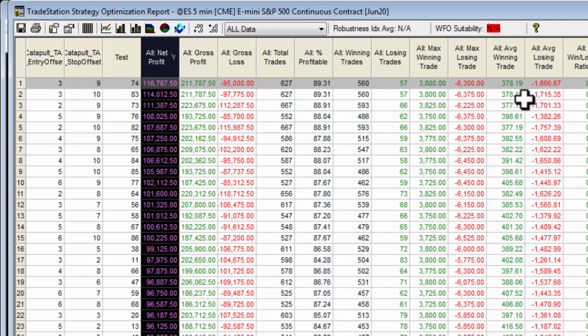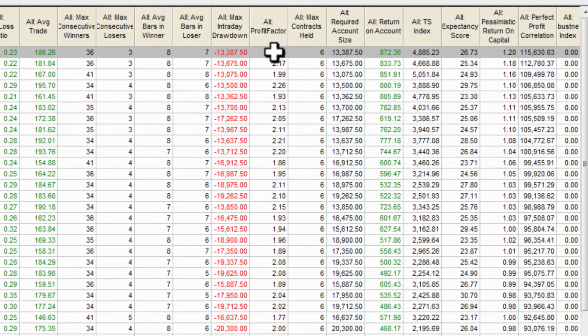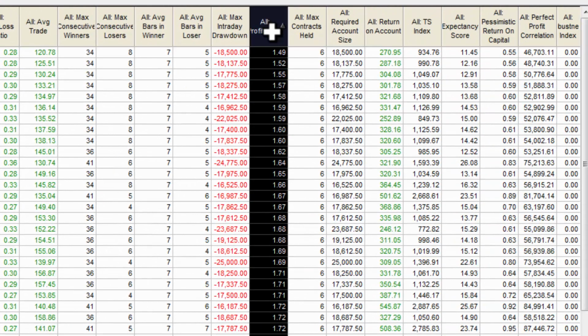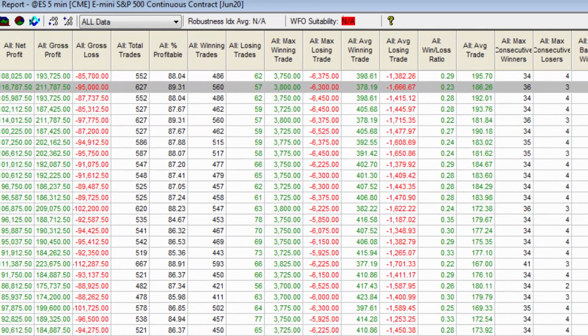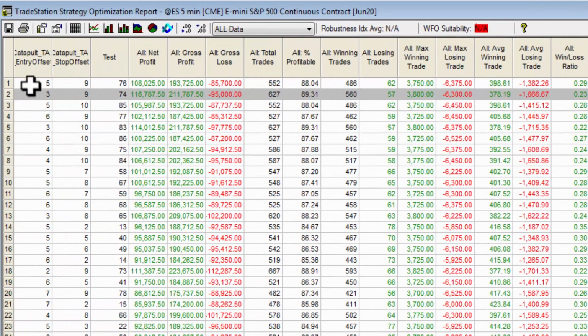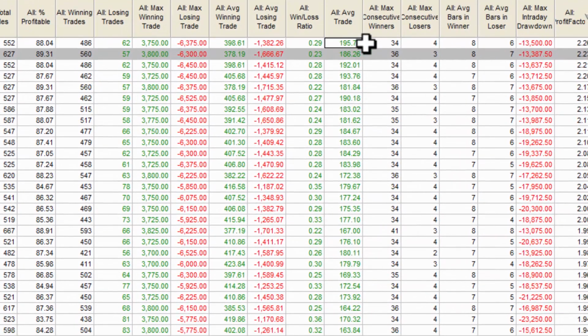We could also come over here and look at the profit factor, and we could sort on this column and notice that it's not the best profit factor. The best profit factor is this one, which is a 5-tick entry and a 9-tick stop. And it's a lot fewer trades. A lot fewer trades and nearly the same winning percentage. It also has a higher average net profit per trade.